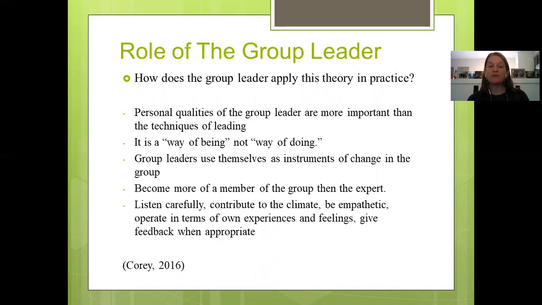The leader becomes more of a member of the group than the expert. The leader listens carefully, contributes to the climate, is empathetic, operates in terms of their own experience and feelings, and gives feedback only when appropriate.